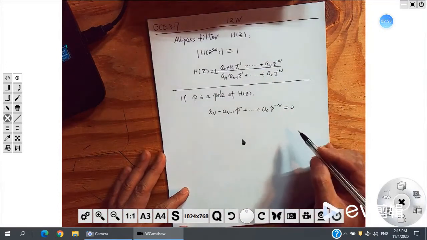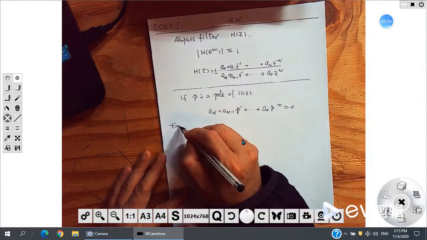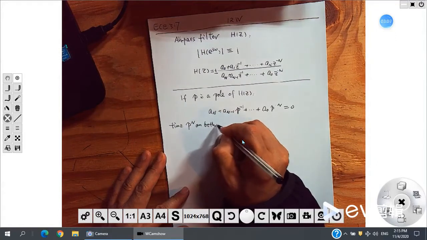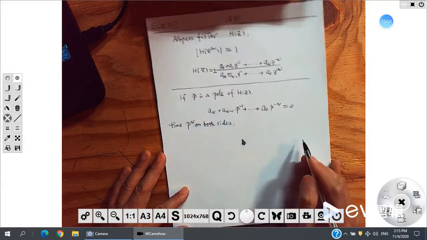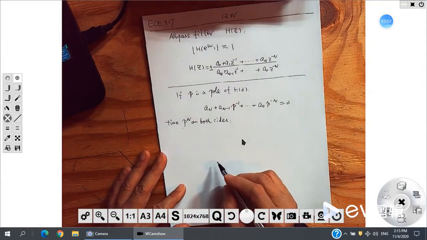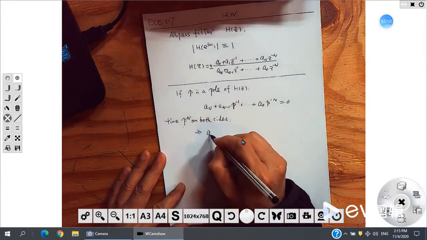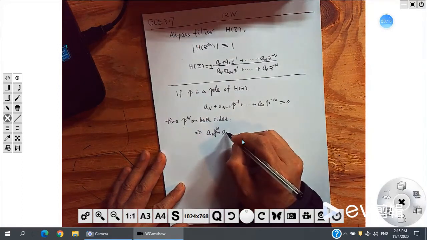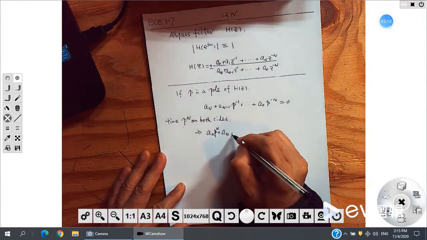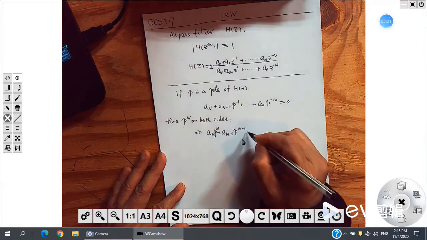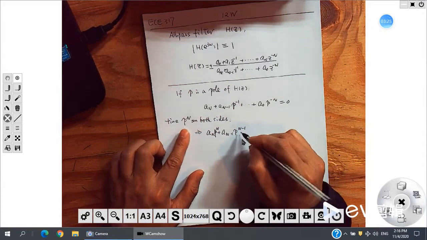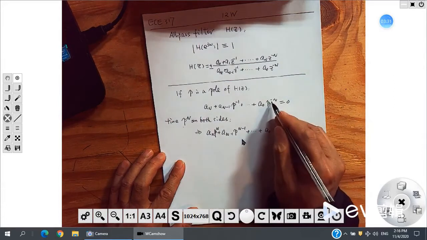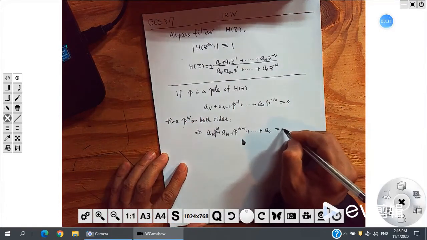Now I multiply P to the N on both sides. Then we have AN times P to the N, plus AN minus 1 times P to the N minus 1, and so on, down to the last one, which will be A0 times P to the N minus N, which is P to the 0. So just 1, equal to 0.